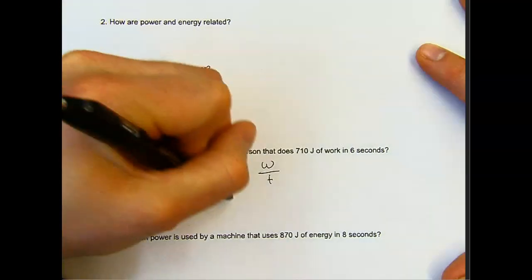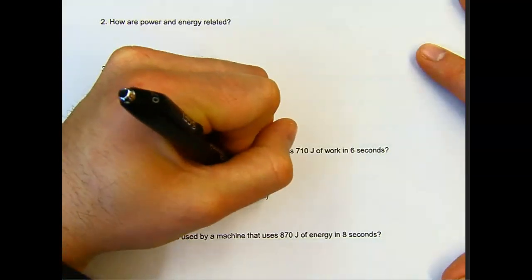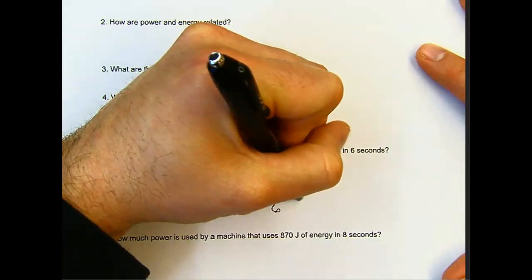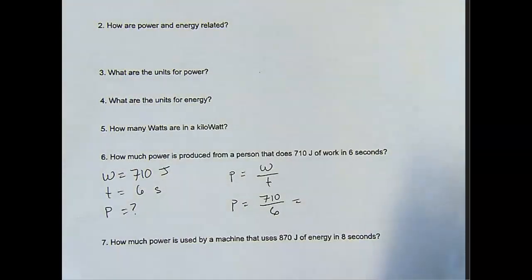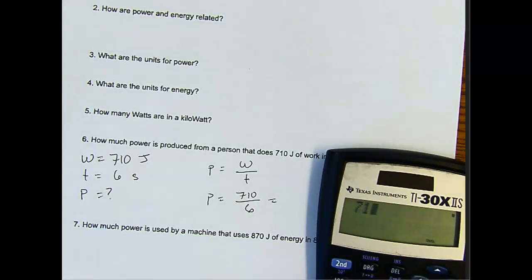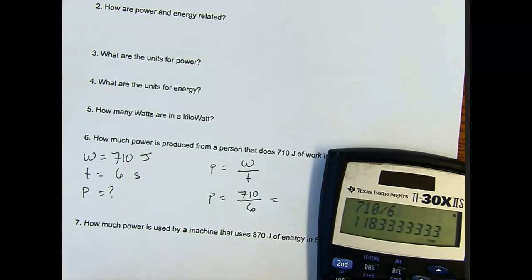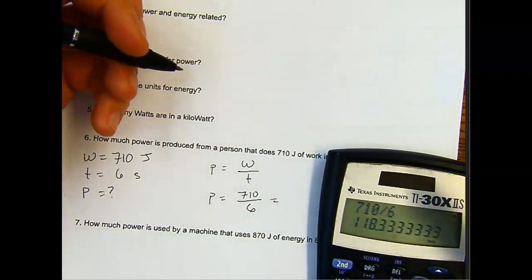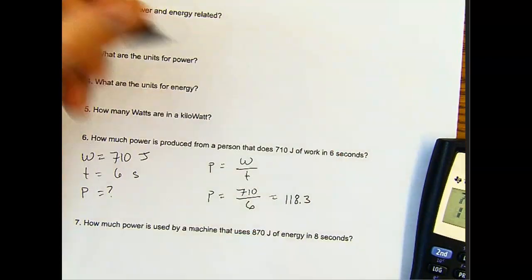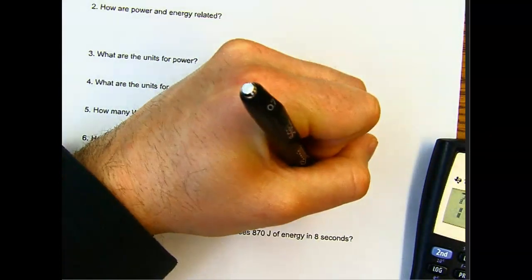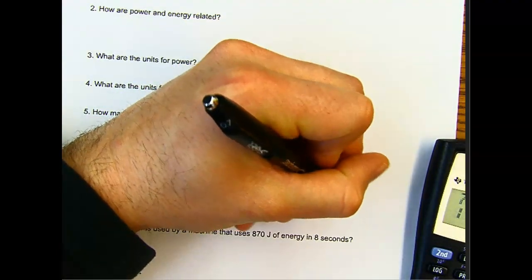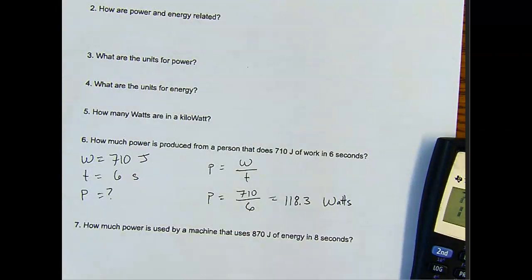With that equation, we just do power is 710 divided by 6. Let's do that on our calculator real quick. So we get 118.3. And the units for power are watts. Sometimes we could just write a W, or we could put the whole word watts. All right, let's do another one.